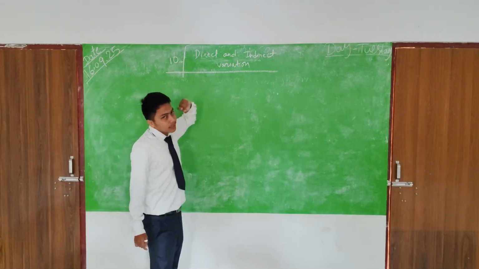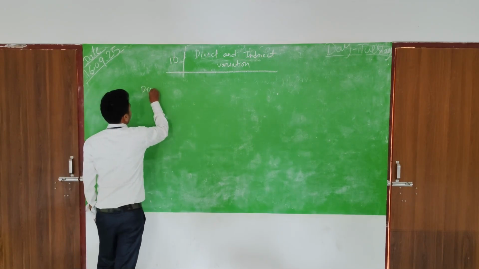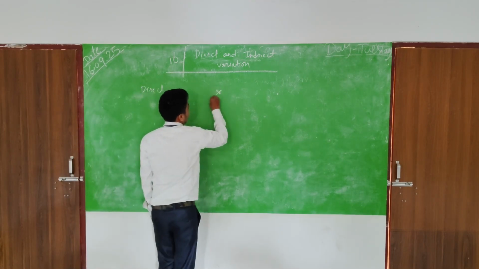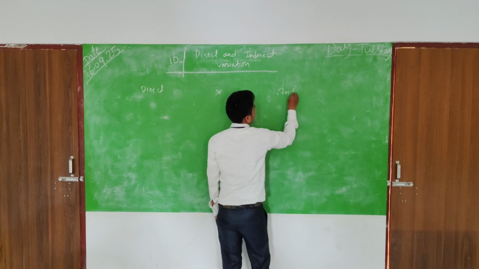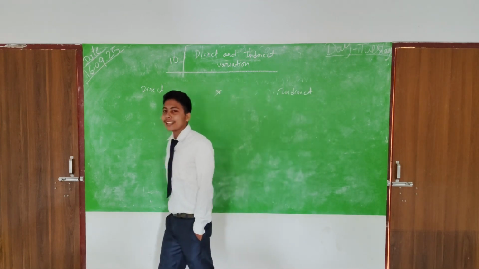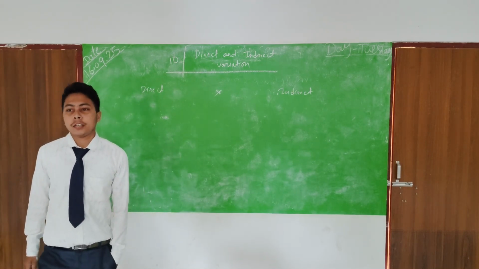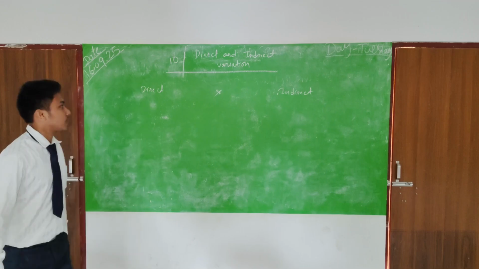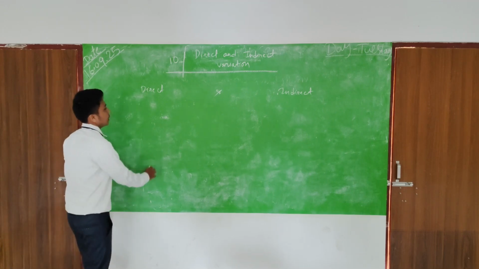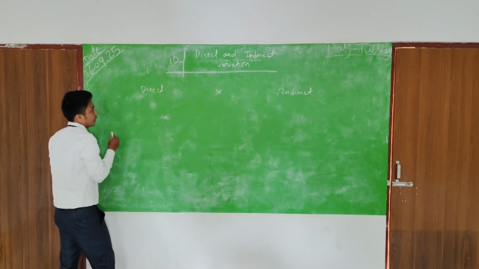So the concept that we did yesterday was about direct and indirect variation, or you can say relation between two variables. You say, sir, I didn't understand yesterday, please explain once more. So listen, it's very simple.